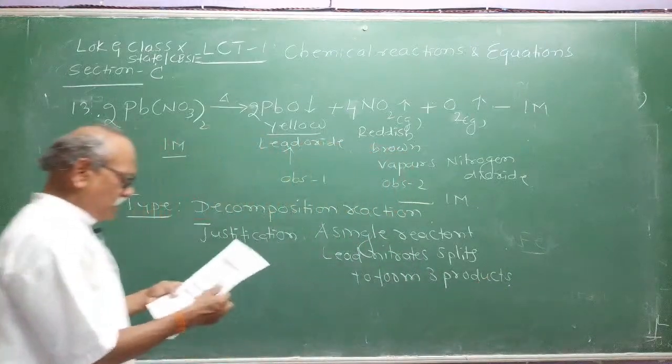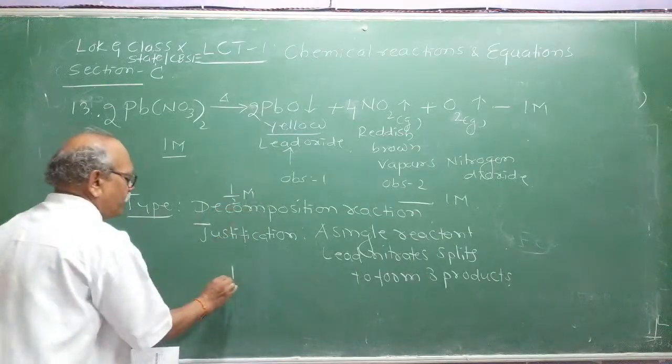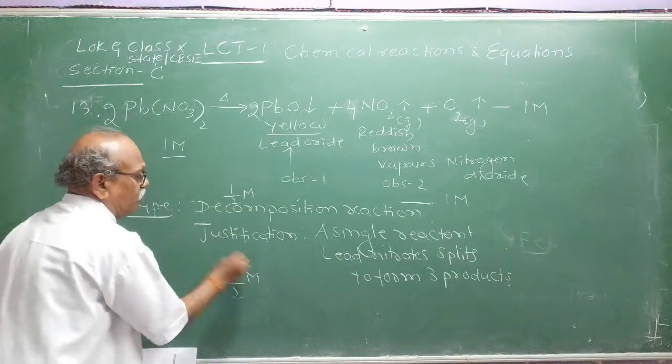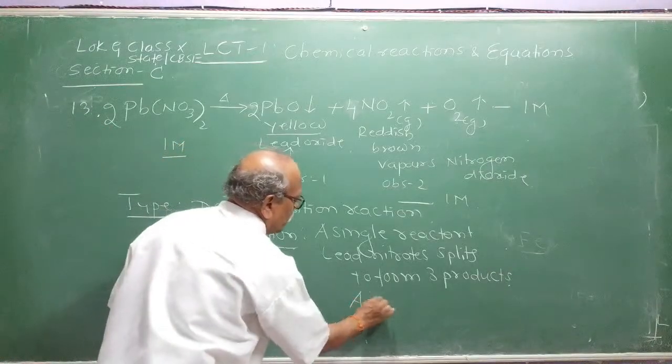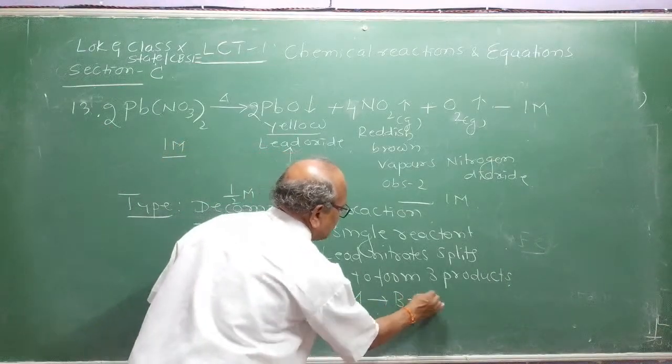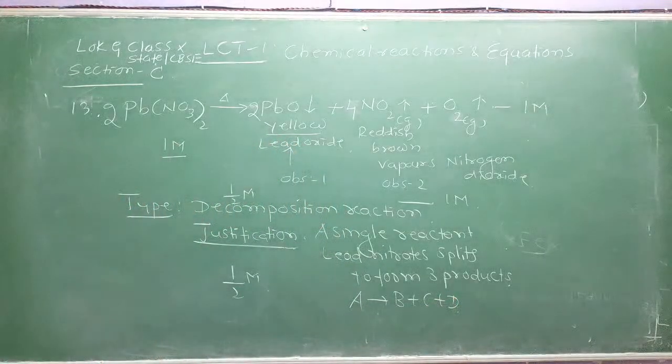If you give this, you will get a full 1 mark: half mark for naming it, half mark for your justification. Why? What is a decomposition reaction? A single reactant should give rise to B plus C plus D, 2 or more products. I hope you understood.